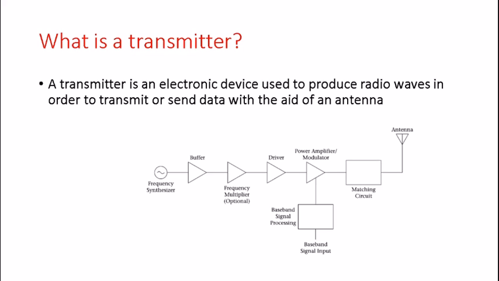Before getting into all the details, I want to begin by explaining what a transmitter is and how it actually works. So in simple words, a transmitter is just an electronic device used to produce radio waves in order to transmit or send data with the aid of an antenna that we can see right here.